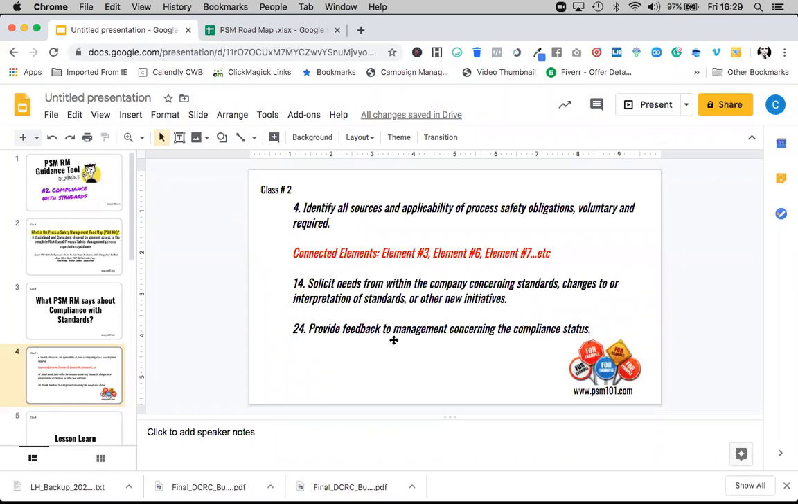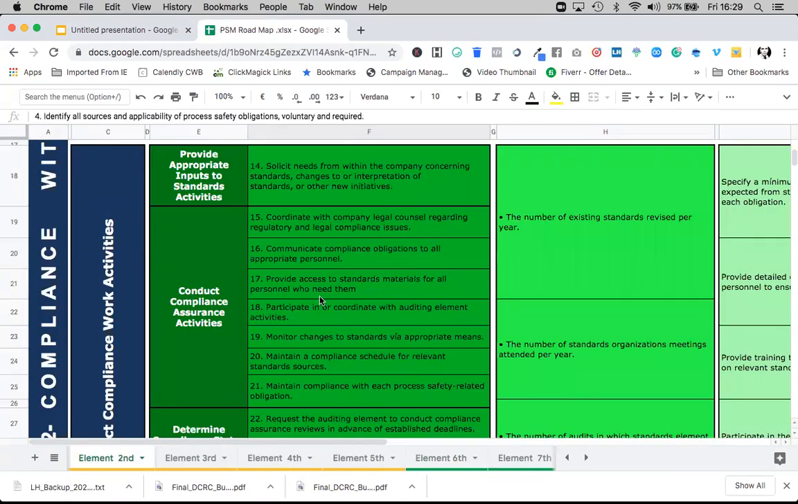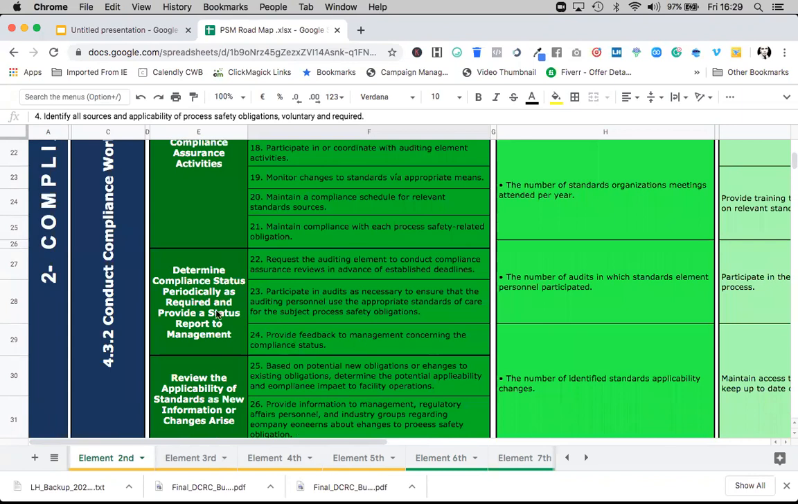Provide feedback to management concerning the compliance status. This is another thing that's very important. Number 24 is part of the essential feature, determine compliance status periodically as required, and provide a status report to management. Because sometimes we adopt standards that are not possible to apply, and that is very important, because we need to highlight and flag these kinds of situations where we require certain further steps.